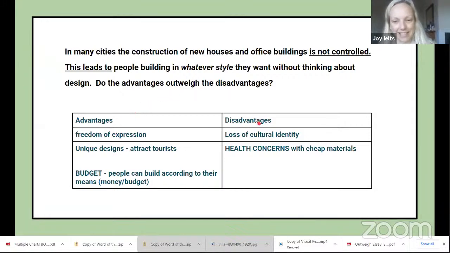So disadvantages of uncontrolled building are loss of cultural identity. And then all these ideas were from the students. Health concerns with cheap materials. So actually the person who suggested health concerns said that there may not be enough windows or airflow. Therefore, it would be unhealthy for you, for your respiratory system.